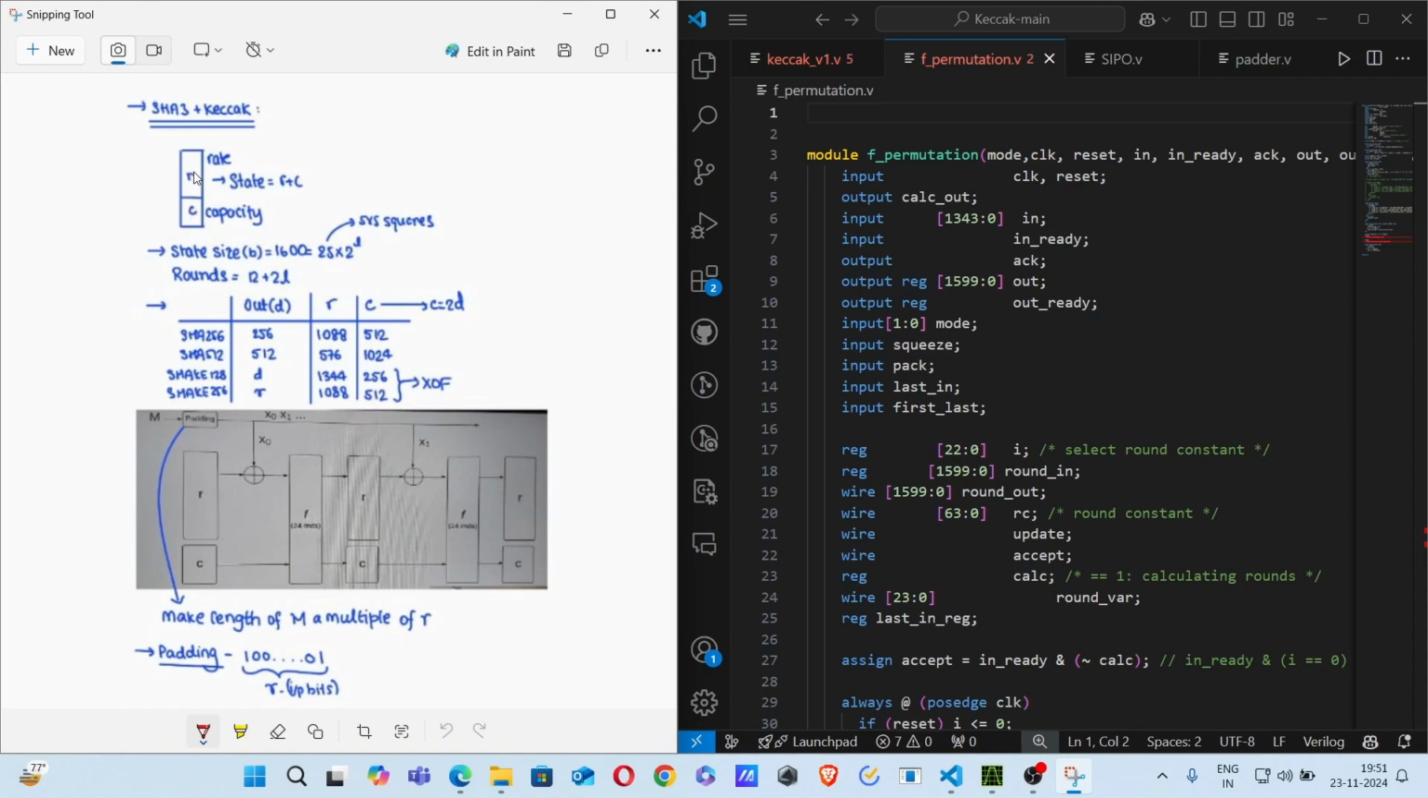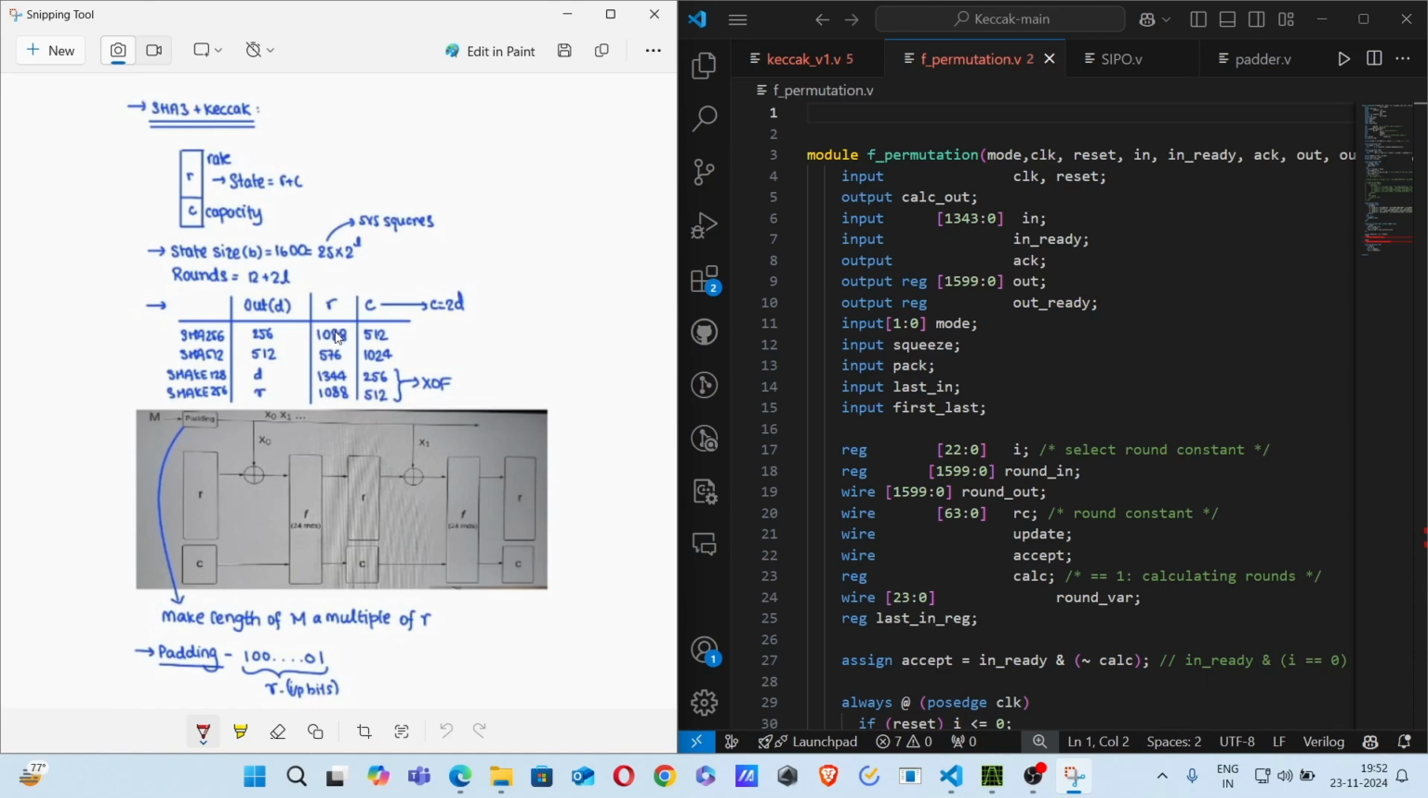Now, there are two parts of any state: the rate and capacity. Together, rate and capacity sum up to 1600 bits. Now, the rate values for all the four algorithms are specified here. The rates are calculated by using this. Capacity is 2 times D, and D represents this number here: 256, 512, 128, and 256. So once we get this R value, we have to ensure that all inputs are multiples of this R.